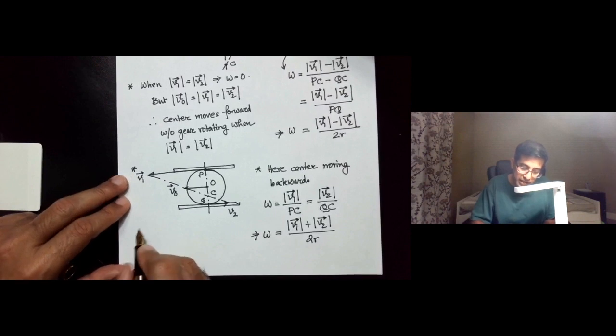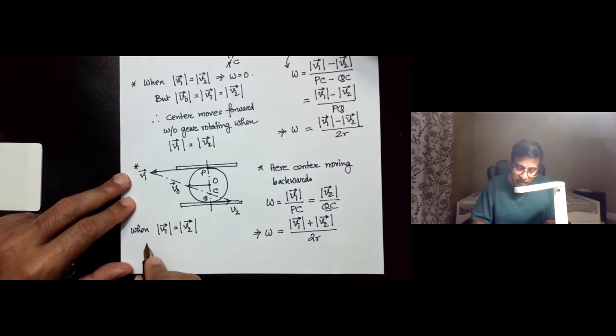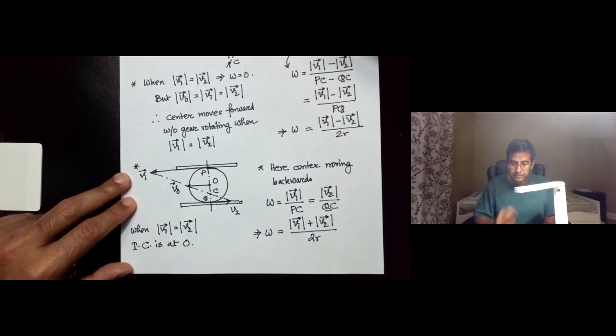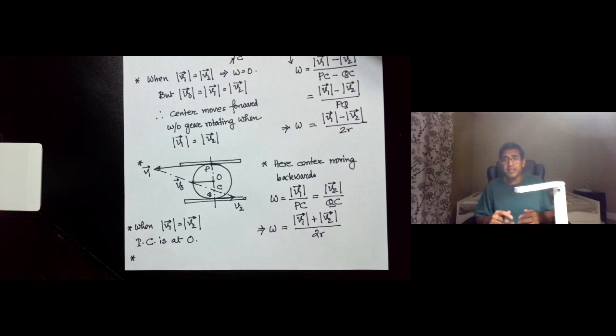Now here an interesting case happens when V1 is equal to V2. When V1 is equal to V2, we see that the instantaneous center C is at the point O. And so what will happen in this case is that the gear will not move, but rather it is going to just rotate in place.